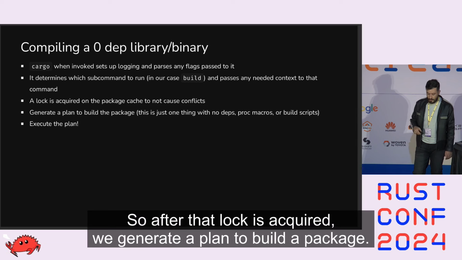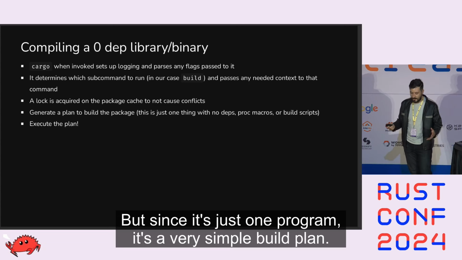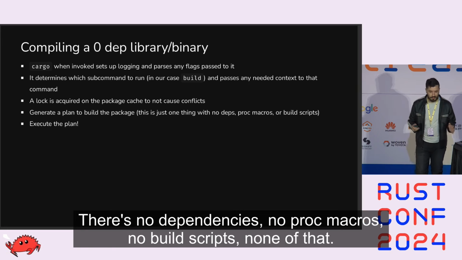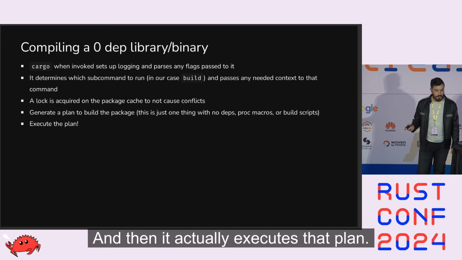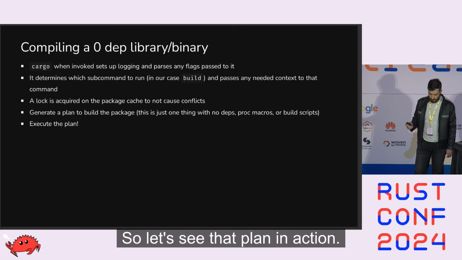So after that lock is acquired, we generate a plan to build a package, but since it's just one program, it's a very simple build plan. There's no dependencies, no proc macros, no build scripts, none of that. And then it actually executes that plan. So let's see that plan in action.